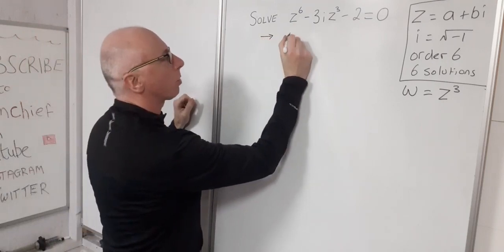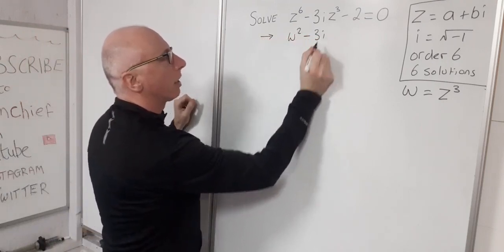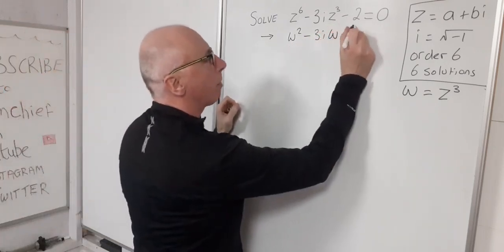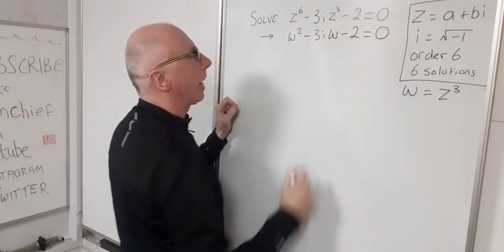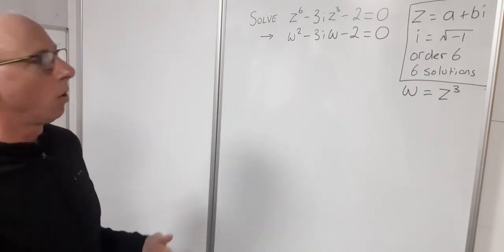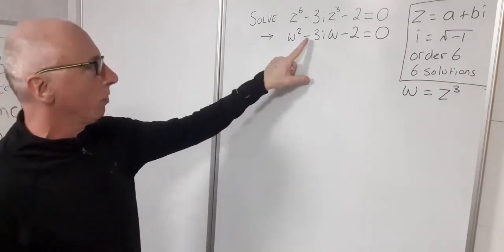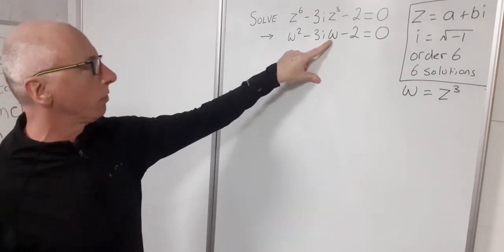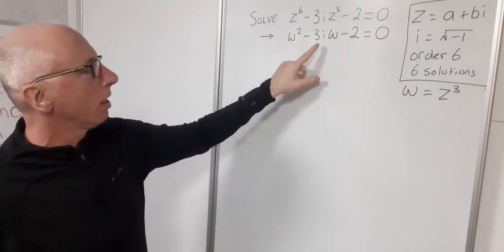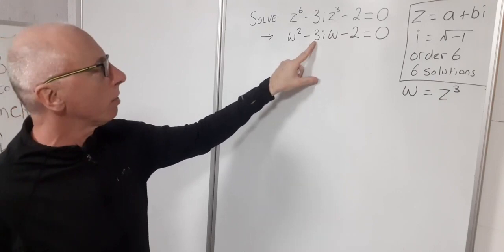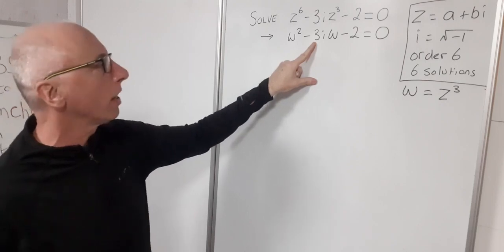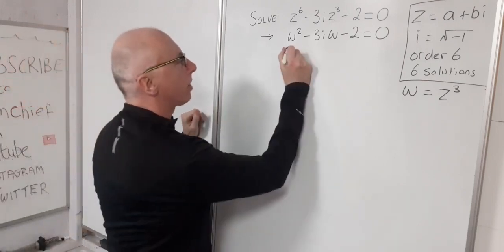So z to the 6 is w squared, -3i is our coefficient for z cubed, which is w, and then -2, our constant, will stay, and set to 0. Okay, so now we need to factor this out, or we could use the quadratic formula. Now, as we've got -3i here as the coefficient for w, and w squared with coefficient 1, we've got -2 here. Well, -2 plus -1 will give us -3. And if we do that in terms of i, we should have a -2i and an -i for part of my factoring. So let's set this up.